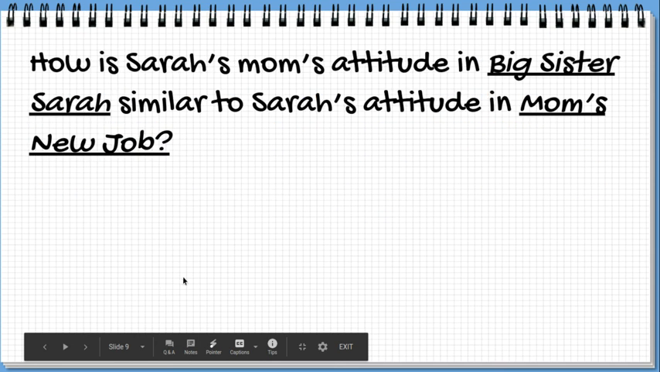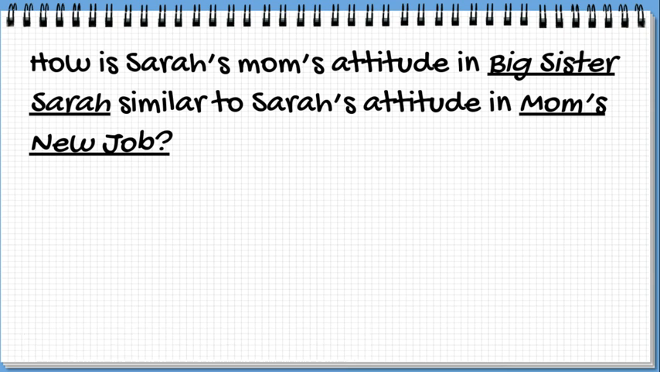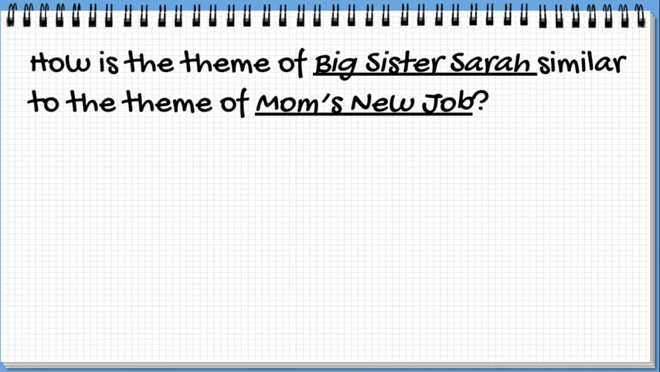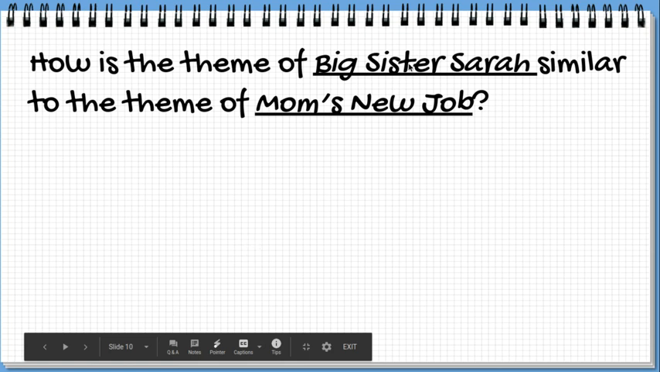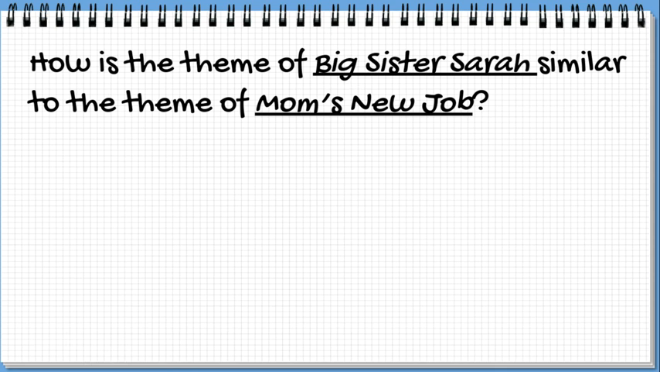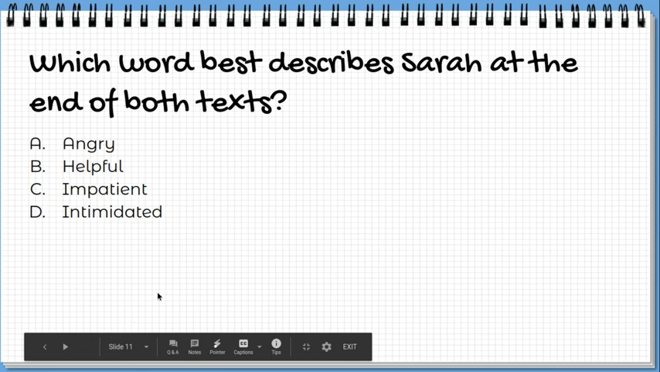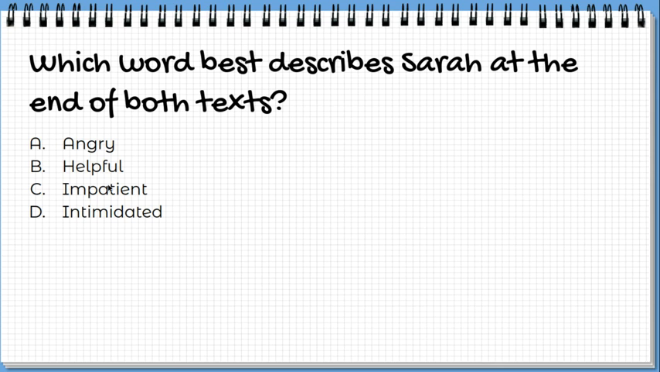Next one, how is Sarah's mom's attitude in Big Sister Sarah similar to Sarah's attitude in Mom's New Job? All right, how is the theme of Big Sister Sarah similar to the theme of Mom's New Job? Let's think about the theme of Big Sister Sarah that we talked about yesterday versus the theme of Mom's New Job. What is the theme of Mom's New Job? All right, which word best describes Sarah at the end of both texts? A, angry, B, helpful, C, impatient, or D, intimidated? Remember, it says describe Sarah at the end of both texts.